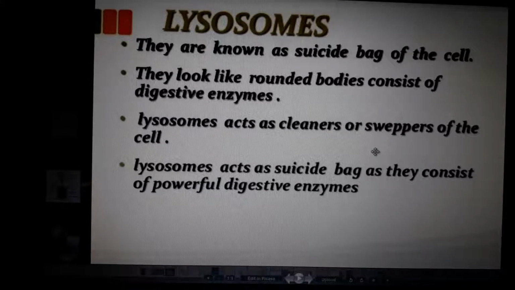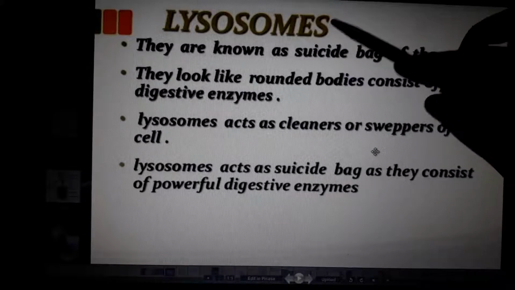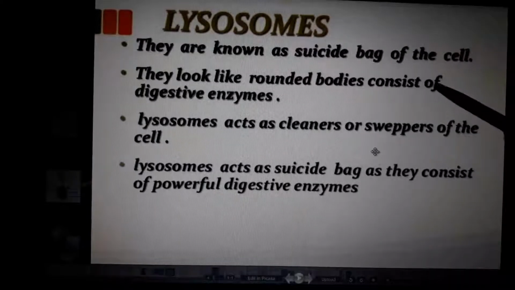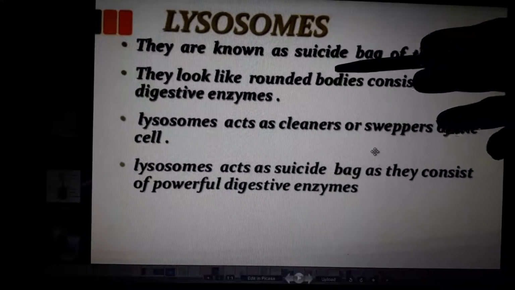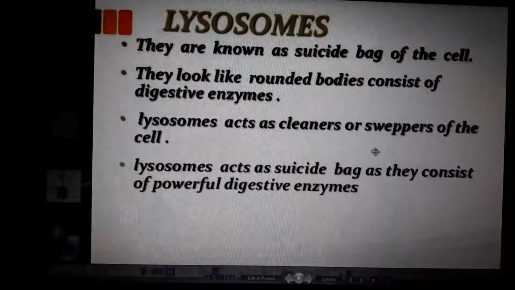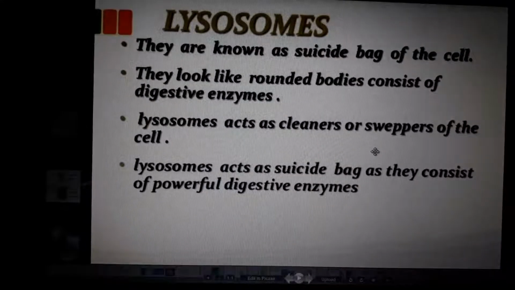When bacteria come, when other waste particles or poisonous particles come inside the cell, or some of the organelles present inside the cell are dead, at that time what does this lysosome do? It will act as a suicide bag. It will go there and break, and a digestive enzyme is secreted from the lysosome.